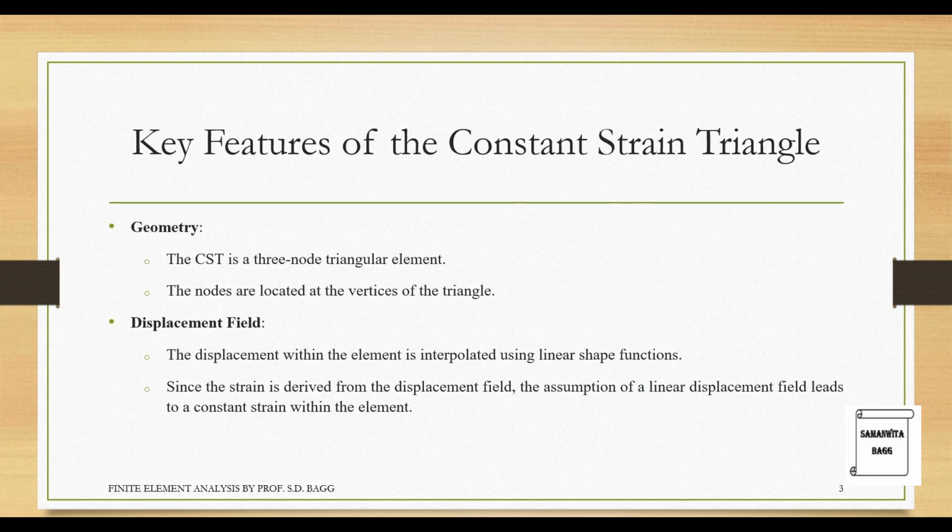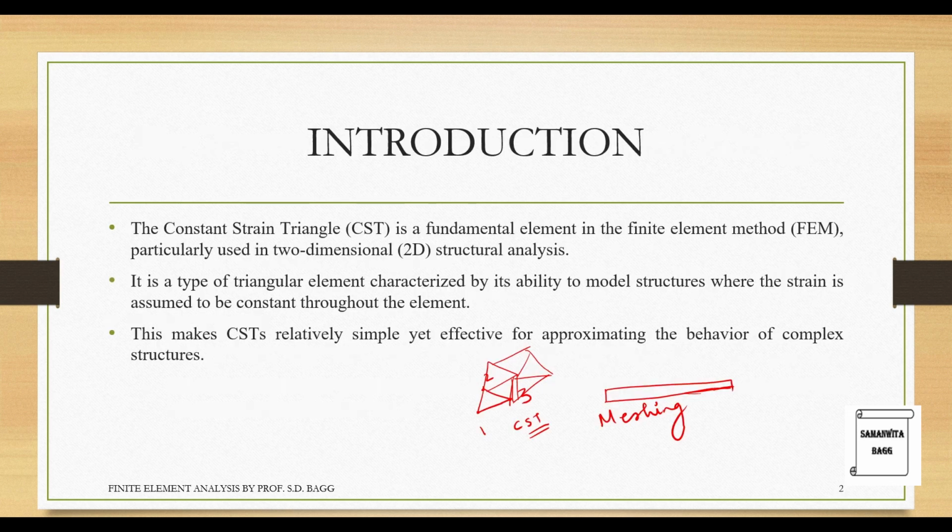Key features of the constant strain triangle: geometry. The CST is a three-noded triangular element. The nodes are located at the vertices of the triangle. That's what I have shown you here. This is a triangular element with three nodes at the vertex.